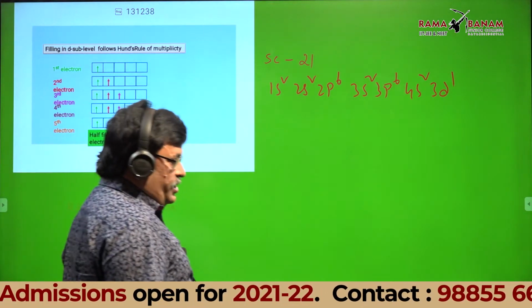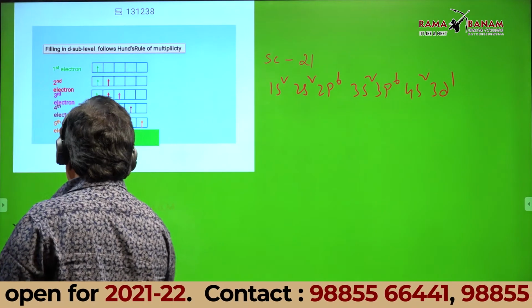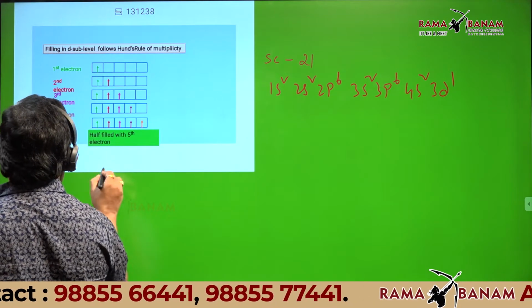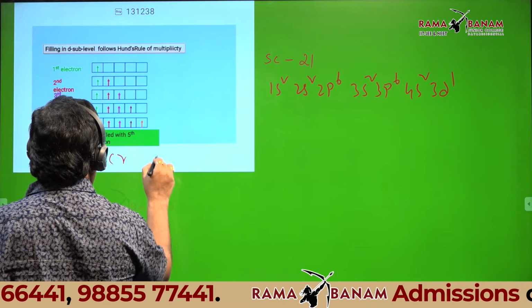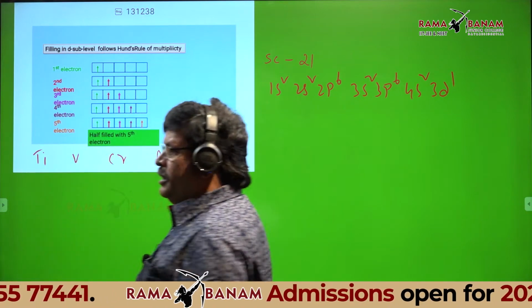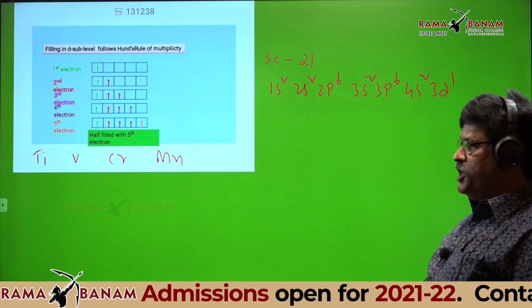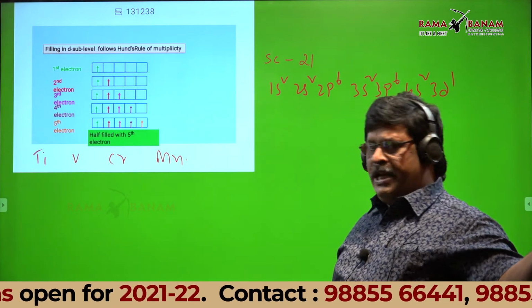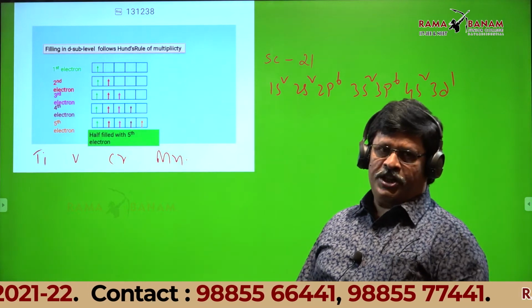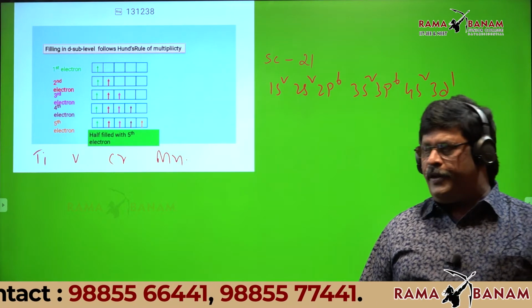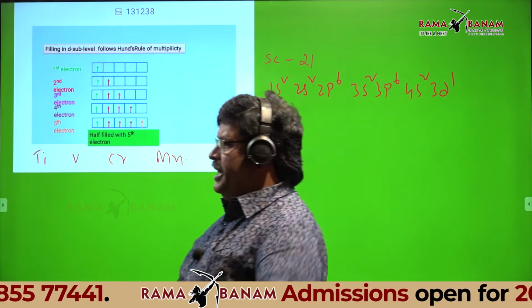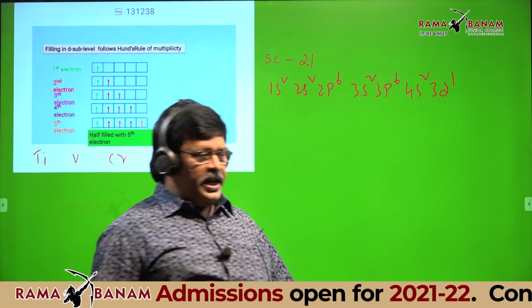Next elements I'll write here. After scandium: titanium, vanadium, chromium, manganese. Can you write the configurations for these four? I'll give you 4 minutes. Write the configurations of these four, and after that we'll continue. After scandium, titanium is 22.